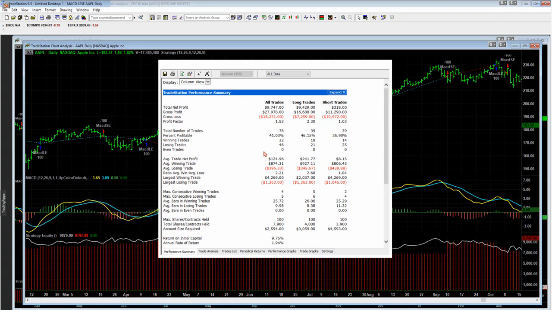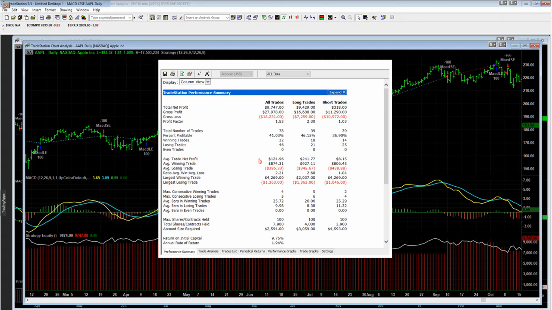The next important number in the performance report here is the average trade net profit. So that number is your expectation of profit. Remember, we said we want to look at the number of winning trades and the profit factor. And if we have a positive expectation of profit, then the average trade net profit will be positive.